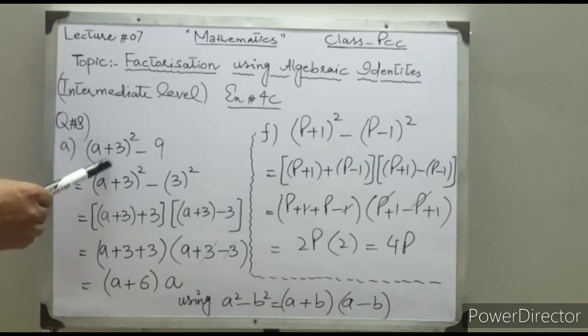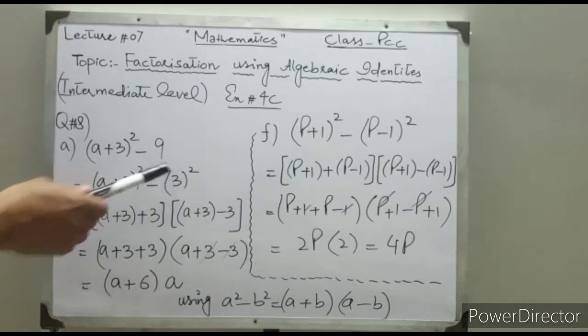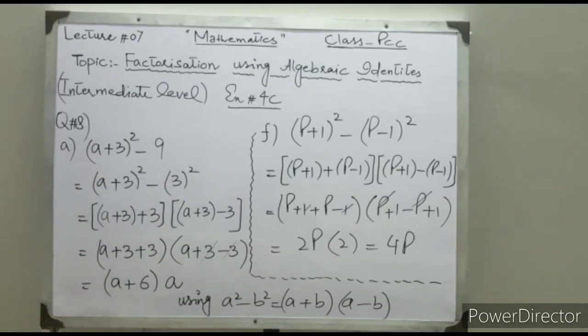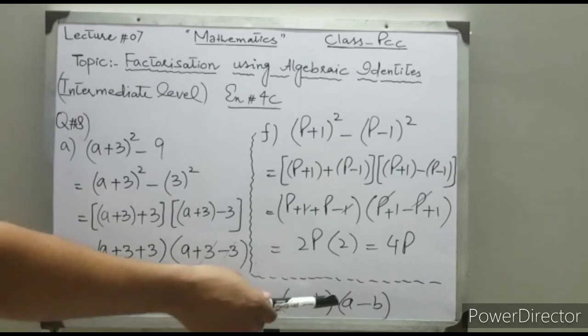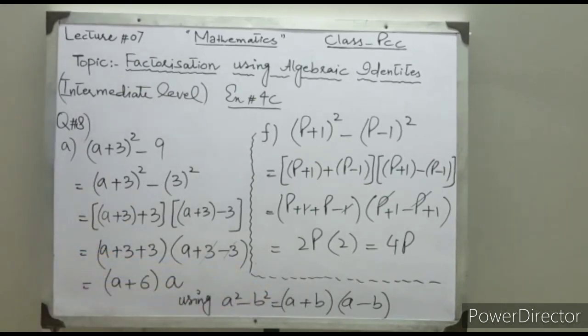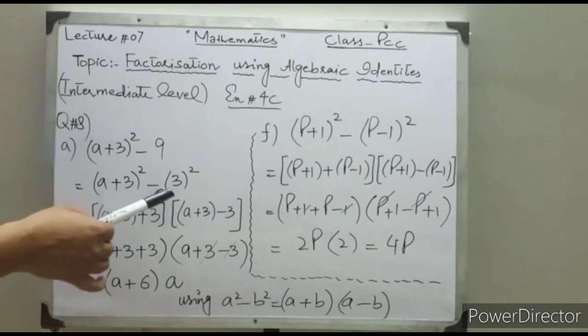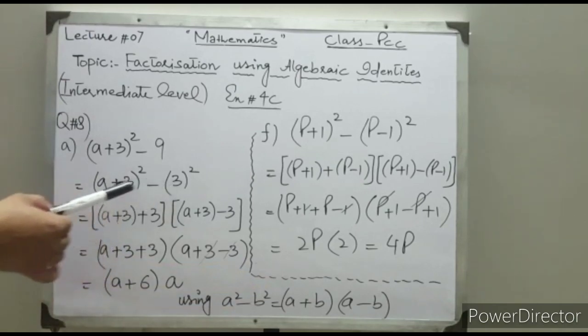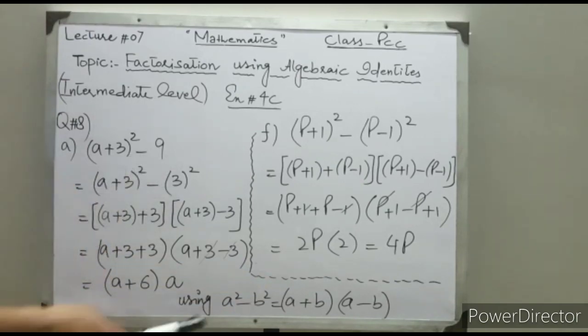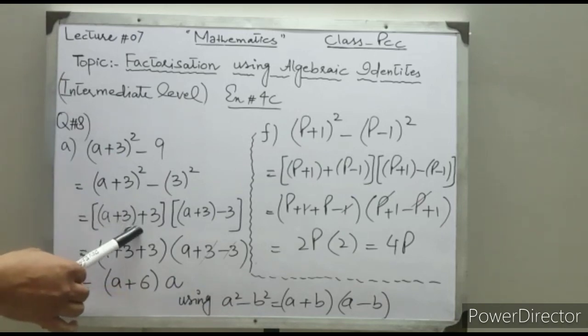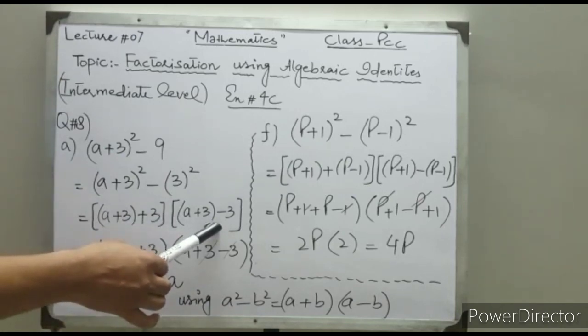This is already in the form of square, minus 9. You may write 9 as 3 square. Now once again we will apply the third identity, which is the difference of two squares, that is a square minus b square is equal to a plus b into a minus b. Now these two terms are in the form of a difference of two squares. We apply the third identity, one times positive, one times negative.